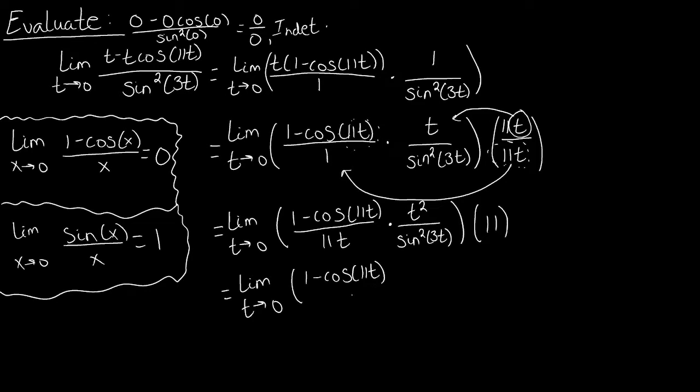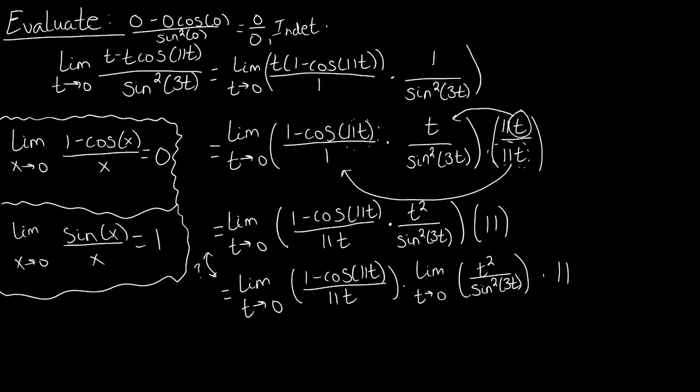1 minus cosine 11t over 11t times the limit as t approaches 0 of t squared over sine squared of 3t. Okay, and let's not forget that we have this 11 out there. Let's go ahead and bring that down. So what we did here, going from this step to this step, what we want to ask ourselves is, can we actually make this jump here? Can we actually definitively say that this limit exists and this limit exists so that we can make this step?